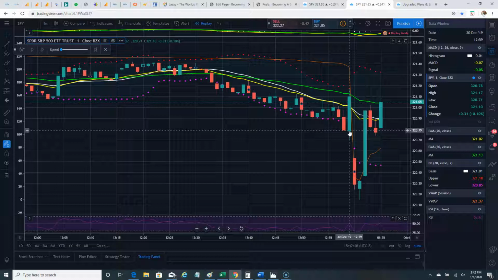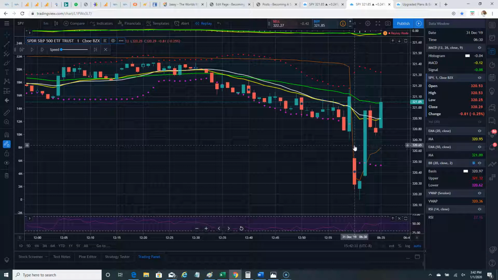Then we open the day on the 31st, the last day of the decade. Or the year, for you, but for whatever reason I like saying last day of the decade, or first day of the decade, as it is January 1st, 2020 today. Here the open was 320.53, so we gap down.